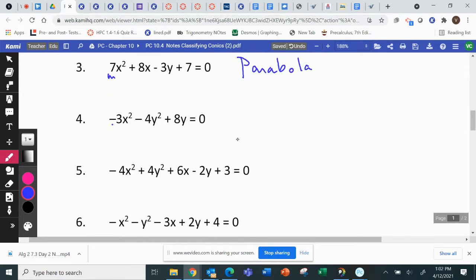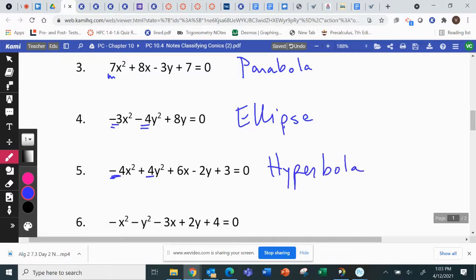Number 4, we've got negative 3 for a and negative 4 for b. Those are same sign, but different numbers, which is ellipse. When you take a quiz or test, I might have you tell me what that's going to be, and you have to know how to spell it correctly or Canvas marks it wrong. So please, ellipse, 2 L's. Number 5, we've got negative 4, positive 4. Different signs. Hyperbola.